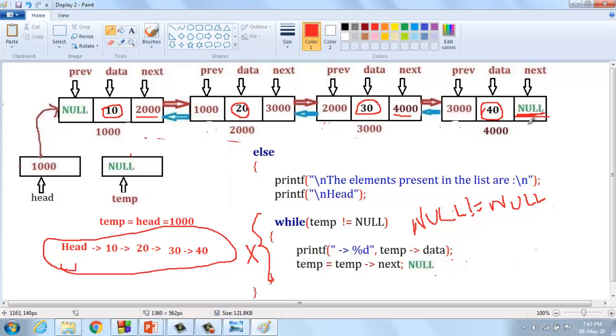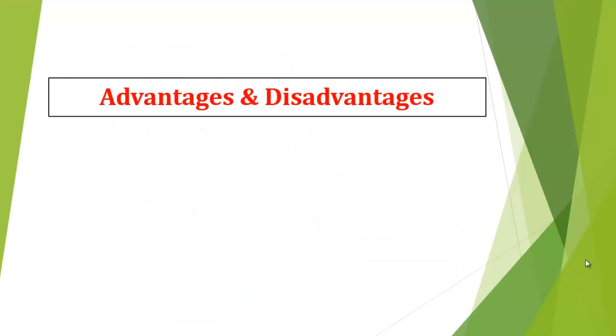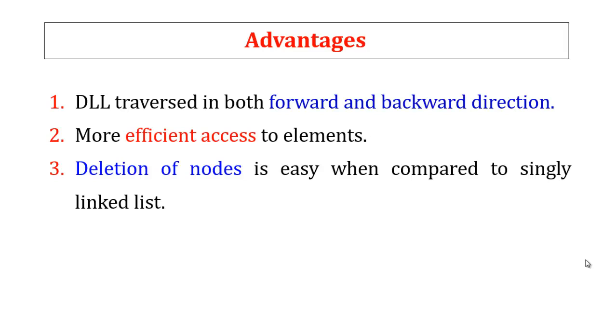Okay, this is the way they are going to visit all the nodes present in the given list and print each and every element present in the given list. That is 10, 20, 30, 40. Okay, this is the way we have to print all the elements in the doubly linked list. Have you understood? And then, advantages and disadvantages of the doubly linked list.